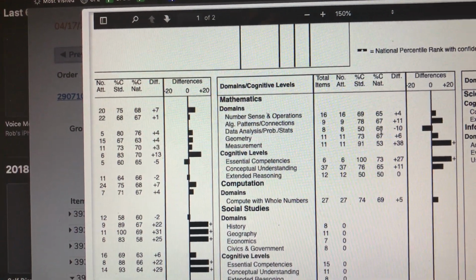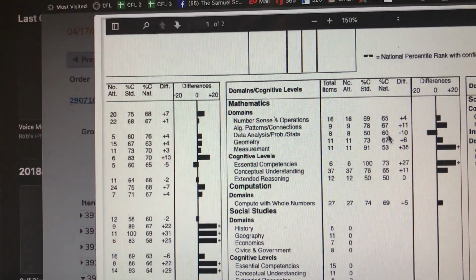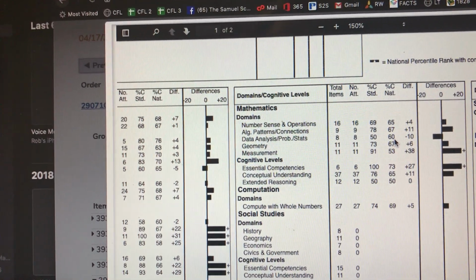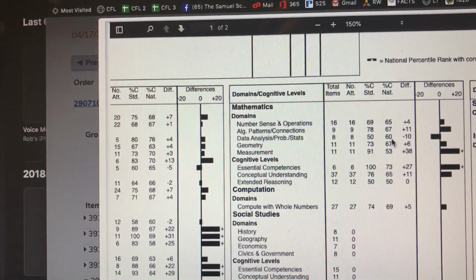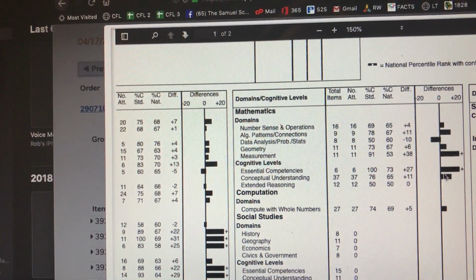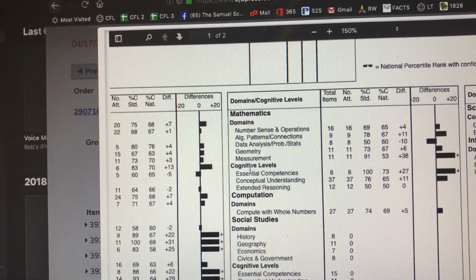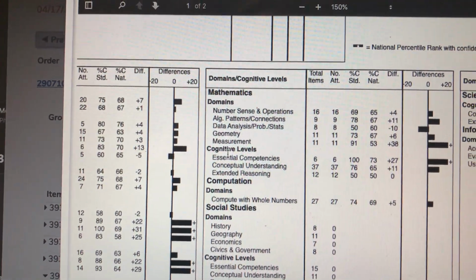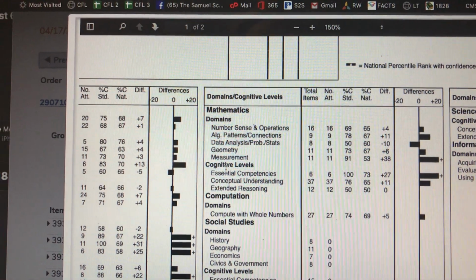So this is one area where in the future we would want to strengthen them, which would help them to strengthen their overall score. We also can see here that they're strong in measurements and essential competencies when it comes to cognitive processing and with respect to math problems.